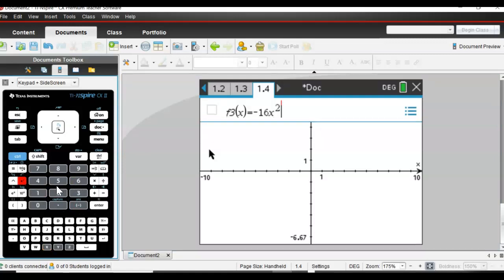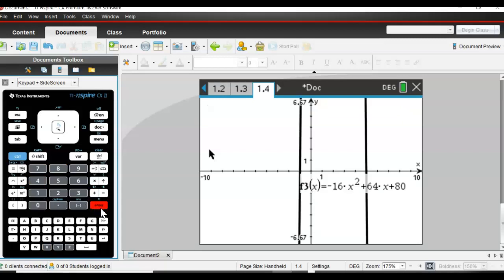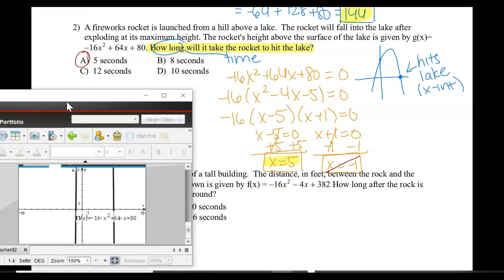But I would definitely recommend using a clean slate every time, because especially for this question, we're not looking at any maximum points or anything. We're just looking at the x-intercepts. So let me put 64x plus 80. Graph. And remember, I want to find the x-intercept. If you look at the sketch that I made, I want to find this farthest x-intercept, because remember, we can't have negative time.